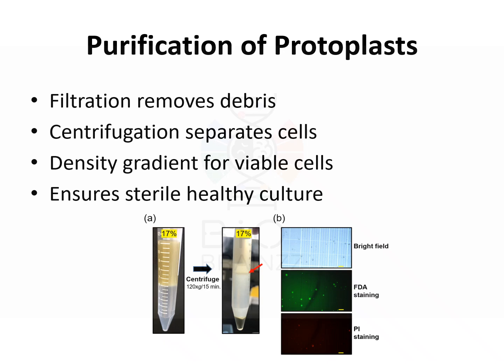Therefore, purification is necessary to obtain healthy cells suitable for culture. Filtration removes large debris while centrifugation separates cells based on density. Density gradient centrifugation allows selection of only viable protoplasts. This ensures successful culture and regeneration.